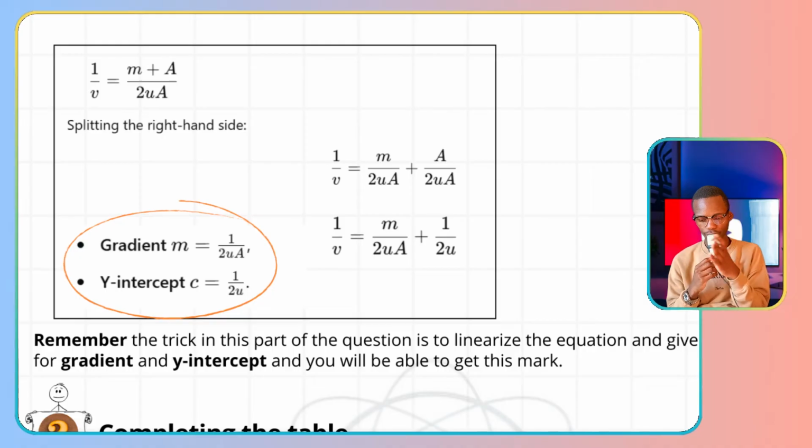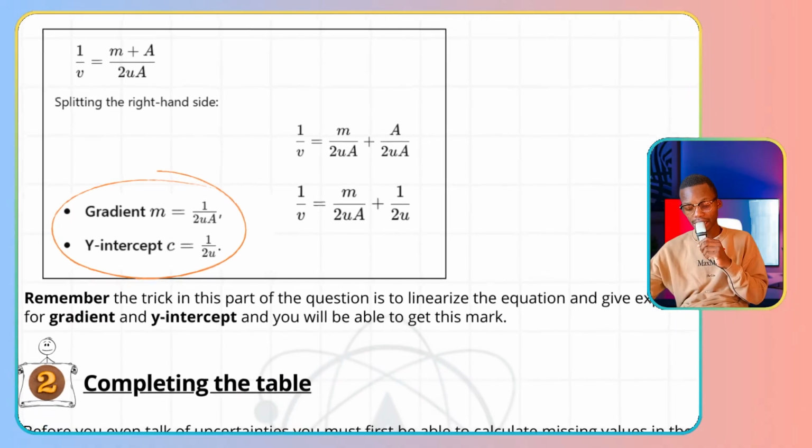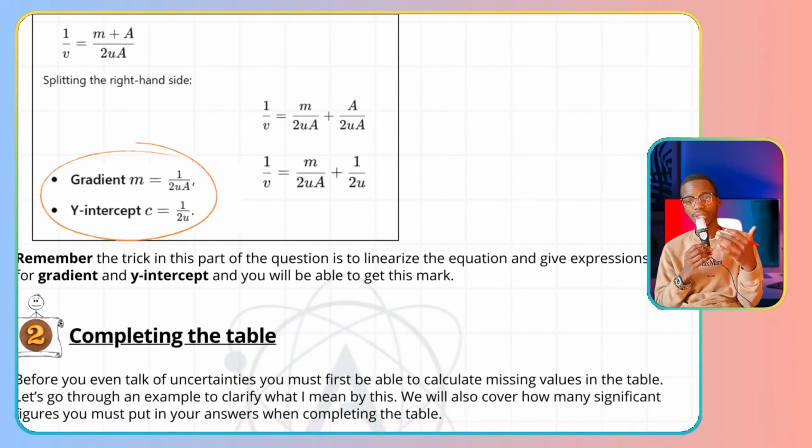Then you're going to split those two fractions, and you're going to have 1 over v is equal to m over 2ua plus a over 2ua. The a and a cancel out. You're left with 1 over v is equal to m over 2ua plus 1 over 2u. Now you can therefore see that the gradient is 1 over 2ua, and the y-intercept is just 1 over 2u, right? That's basically it. That's all you need to intercept. So that's basically how it is. Remember, the trick in this part of the question is to linearize the equation and give expressions for the gradient and the y-intercept, and you'll be able to get this mark.